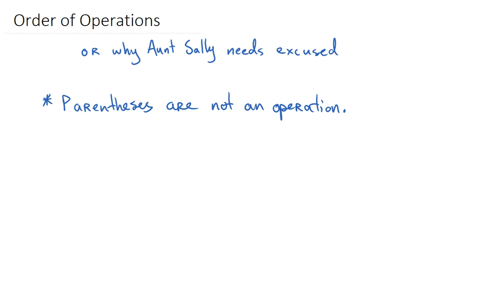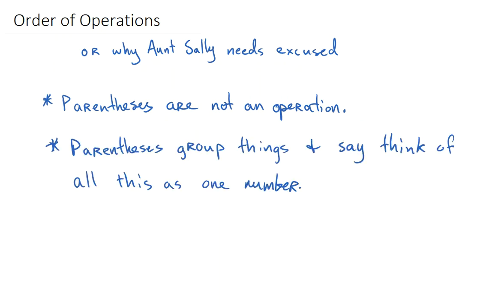And so while they get included in the order of operations, they're highly misunderstood and actually cause a lot of mistakes, because they're not an operation, and it confuses students because they're trying to do parentheses, and that's not something you do. When you insert parentheses in an expression, it alters how the operations are evaluated, but they themselves are not an operation. What parentheses are, are symbols that group things and say, think of all this stuff inside these parentheses as one number. So again, parentheses group things and say, think of all of this stuff as one number. So they change how you read the problem, but they themselves are not an operation.